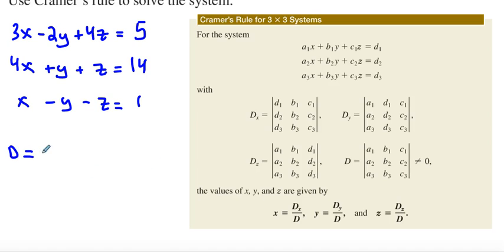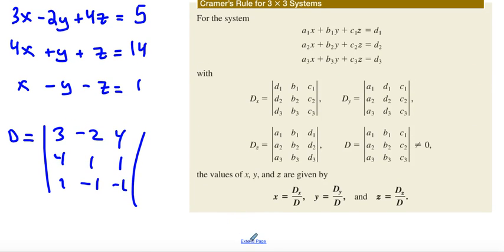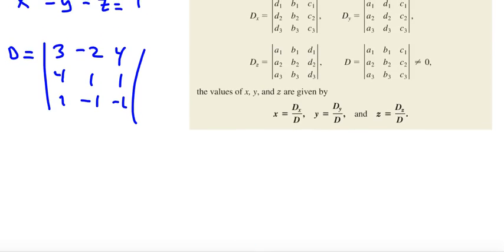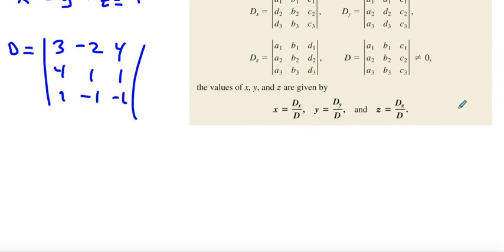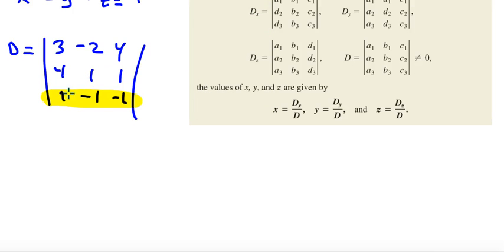So D is going to be equal to 3, negative 2, 4, 4, 1, 1, 1, negative 1, negative 1. Okay, so that's what we want to do right there. If you ever want to find a determinant of a 3 by 3, we need to choose one of the rows or columns. I'm going to choose something that's going to be the easiest to do. I'm going to choose this third row because they're all ones, and that's going to be super simple to do.